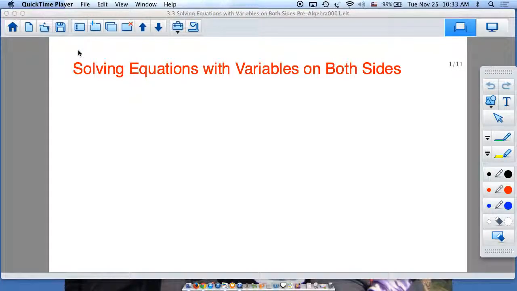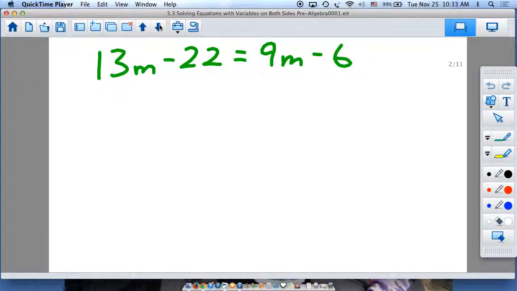Now we're going to work on solving equations with variables on both sides of the equal sign. We're going to continue to solve these equations like we've been solving one-step equations and multi-step equations, equations with parentheses, equations where we must combine like terms.